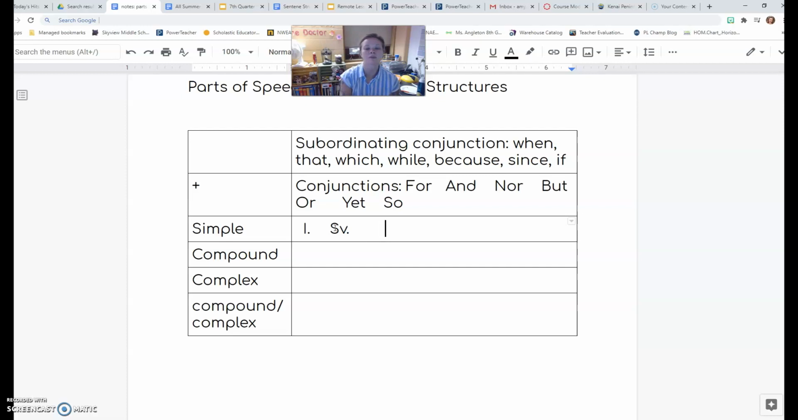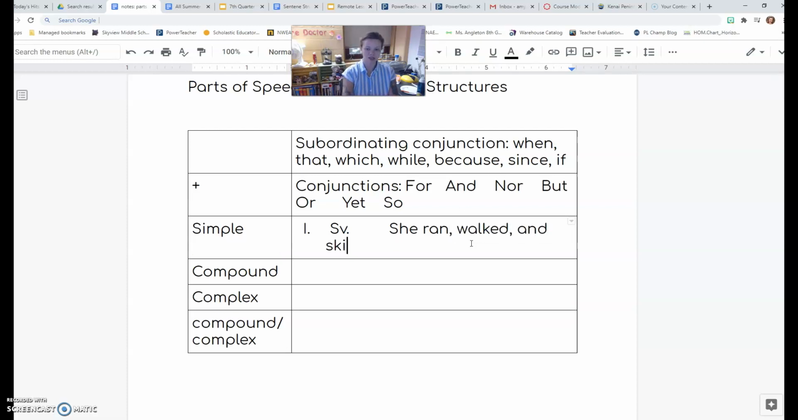So make sure when you write this down, put down the punctuation too, because I'm showing you how to punctuate it as well. So that would just be like she ran, period. This is a simple sentence. Now, you can add more verbs to it and it would still be a simple sentence. She ran, walked, and skipped. It's still just a simple sentence because there's only one pairing of subject, verb, she ran.